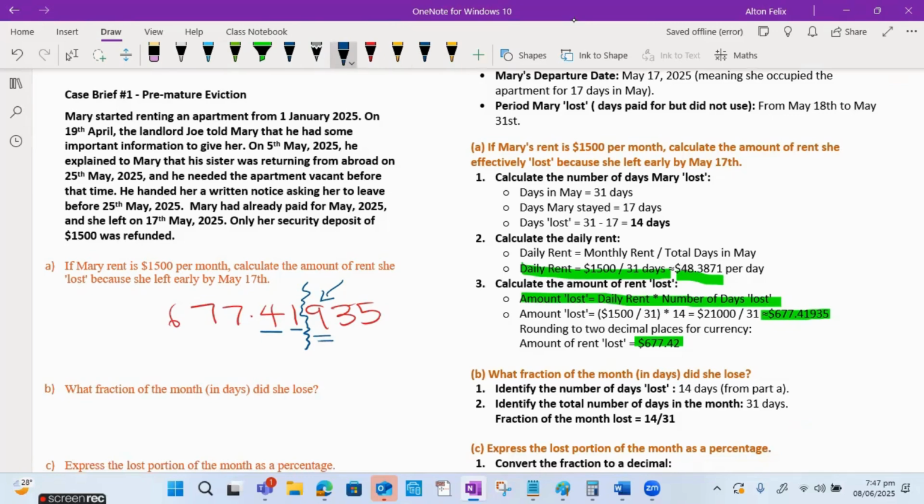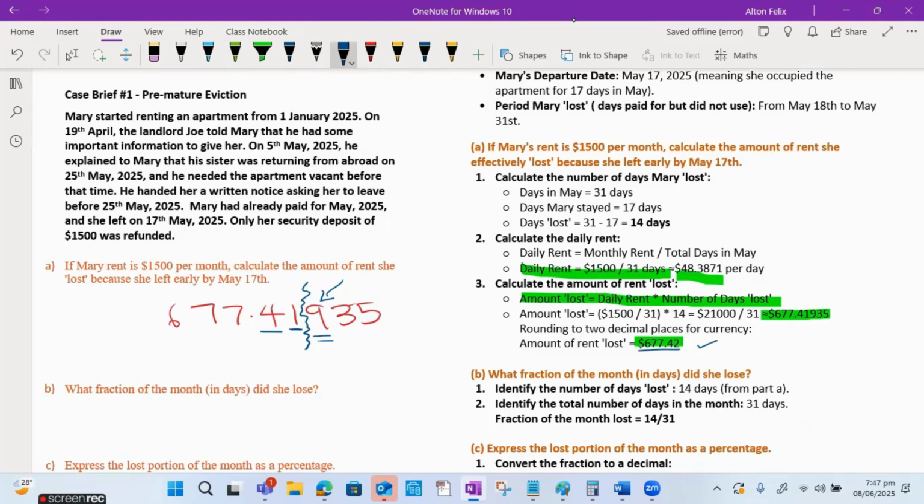Now, the golden rule is if that next digit is 5 or more, you would add 1 to the previous digit, which happens to be 1. So that is the case. So therefore, your rounded answer will be 677.42. So that is the amount of rent that Mary would have lost.